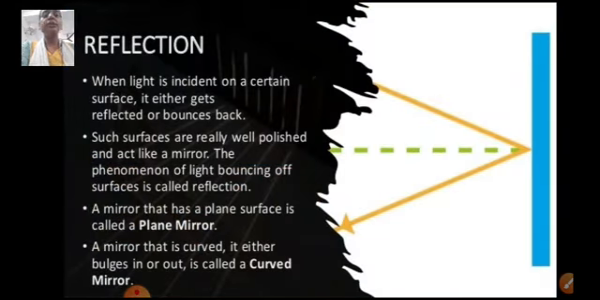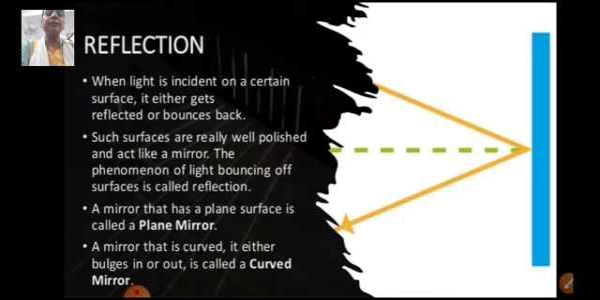So we have already seen reflection. Let us just revise what we have seen in the previous video a little bit. Reflection is the process of the bouncing back of the light ray when it strikes a plain shiny surface. When light is incident on a certain surface, it either gets reflected or bounces back. Such surfaces are really well polished and act like a mirror. This phenomenon of light bouncing off surfaces is called reflection.